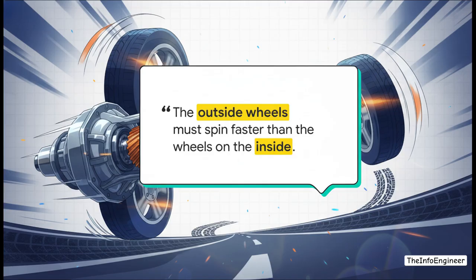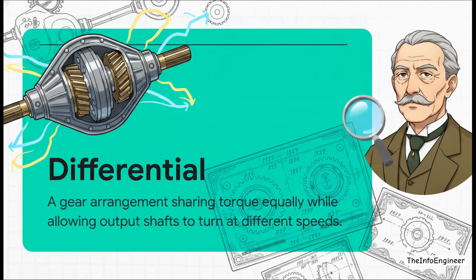It's just a simple, undeniable fact of geometry, right? But managing that physical reality, that is the absolute foundation of everything we're diving into today. So just as a quick baseline for us, a differential is simply a gear arrangement allowing two output shafts to turn at different speeds, all while sharing torque equally from a single input.